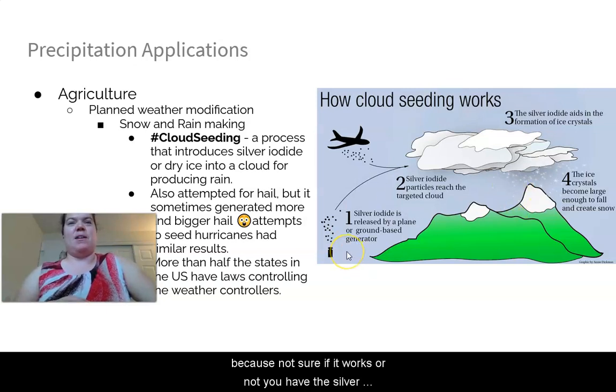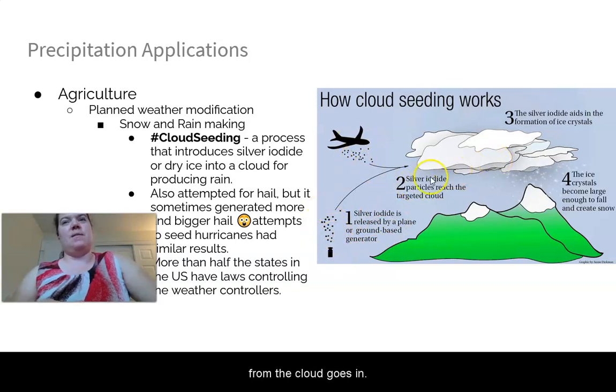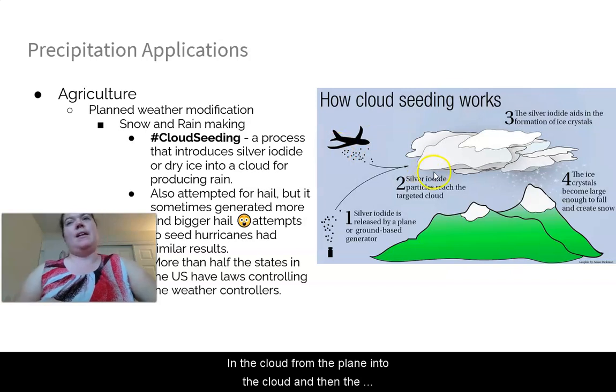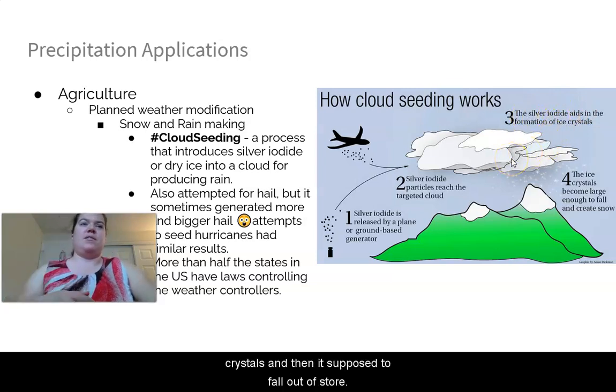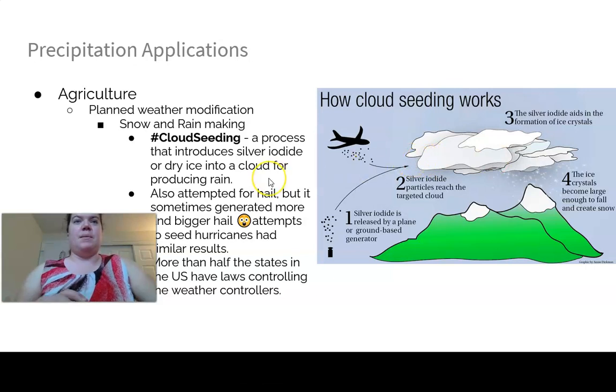So here's just kind of the process on the right. You have the silver iodide being released, either from the ground or from the plane into the cloud, and then the cloud gets aid from the silver iodide to make ice crystals, and then it's supposed to fall out as snow or rain, depending on the temperature.